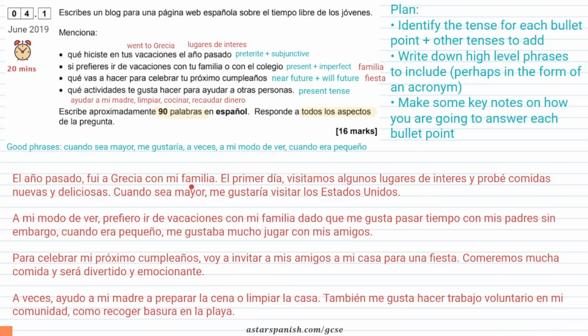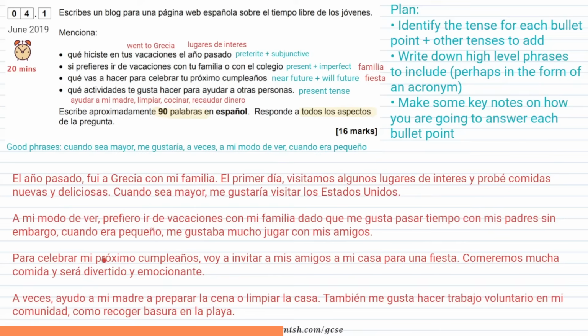And this is an answer I've written. El año pasado fui a Grecia con mi familia. El primer día visitamos algunos lugares de interés y probé comidas nuevas y deliciosas. Cuando sea mayor me gustaría visitar los Estados Unidos. A mi modo de ver, prefiero ir de vacaciones con mi familia, dado que me gusta pasar tiempo con mis padres. Sin embargo, cuando era pequeño, me gustaba mucho jugar con mis amigos.